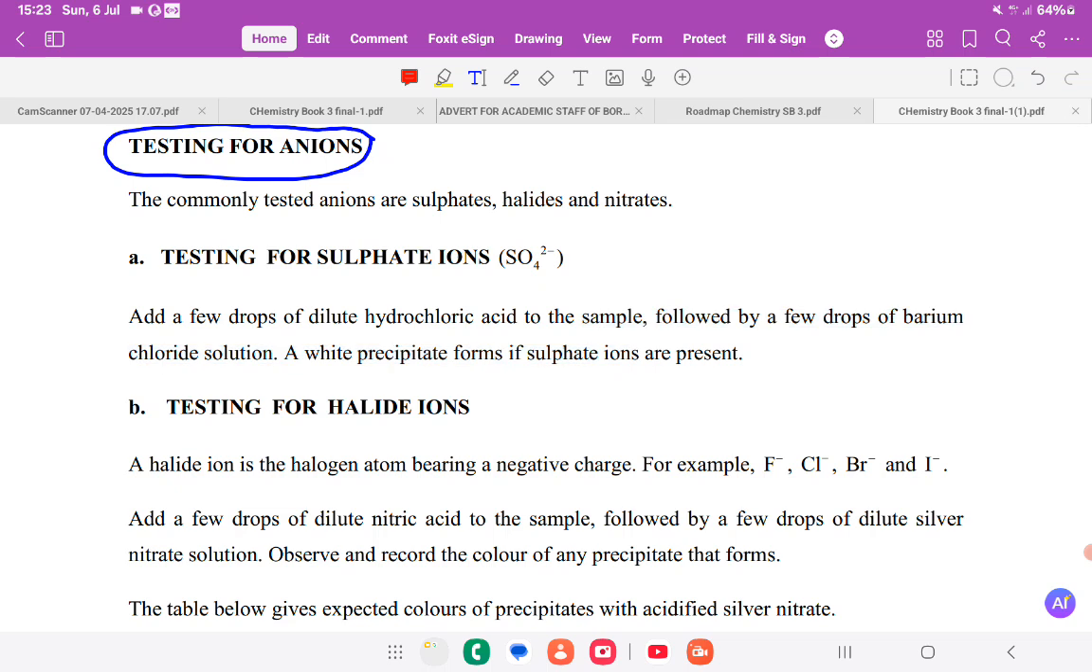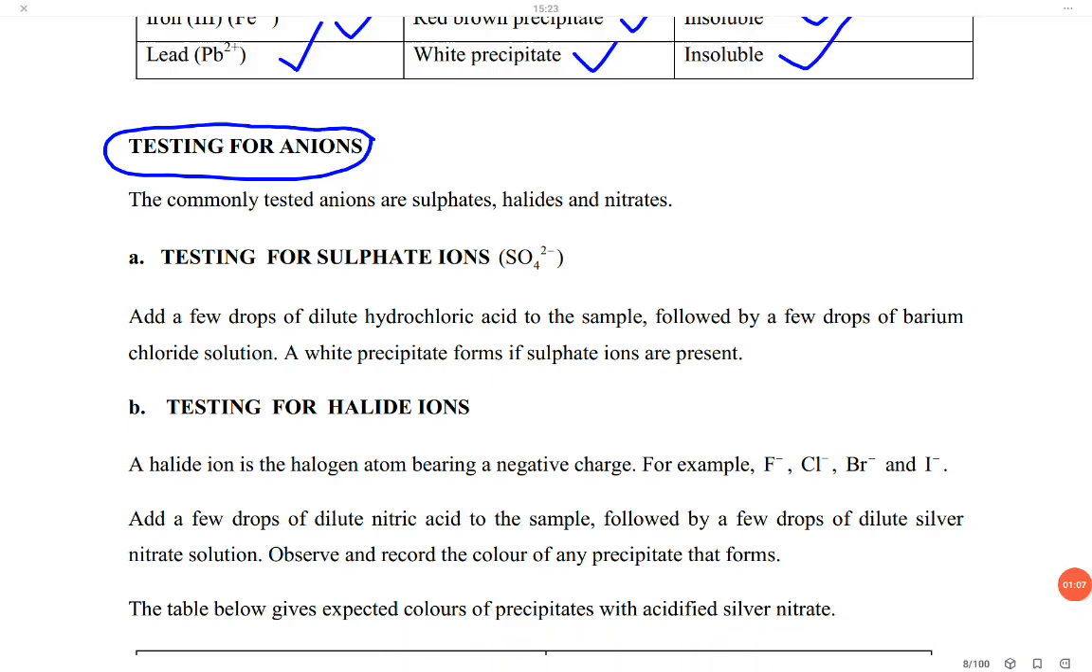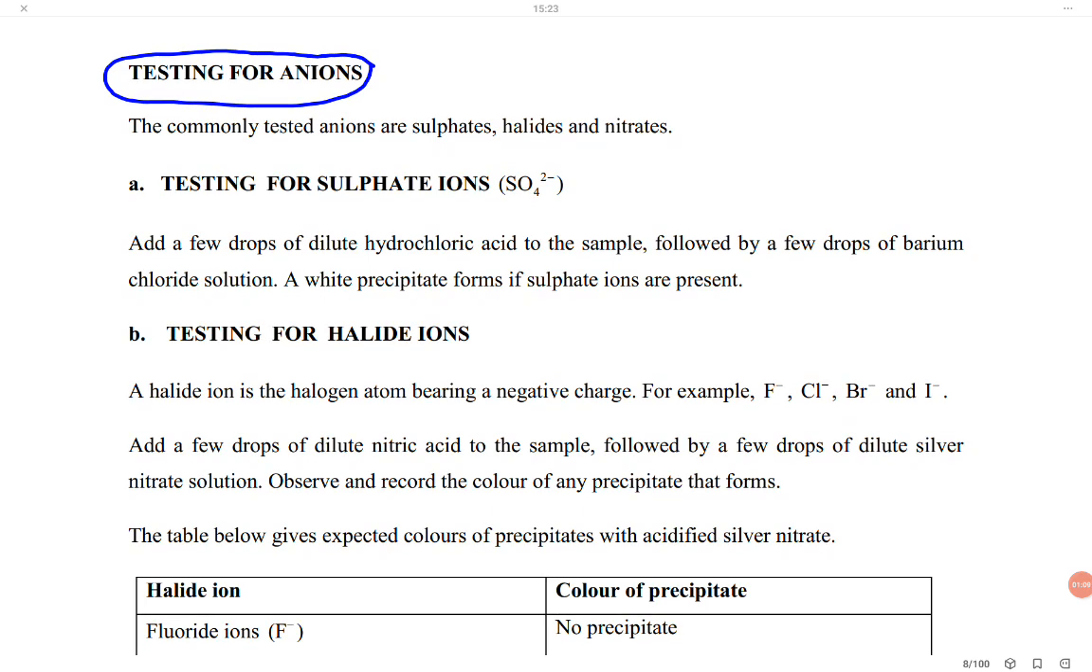So you note down the color of the precipitate when only 3 drops are added to the sample, and you note down the color change when extra solution is added. Very important.